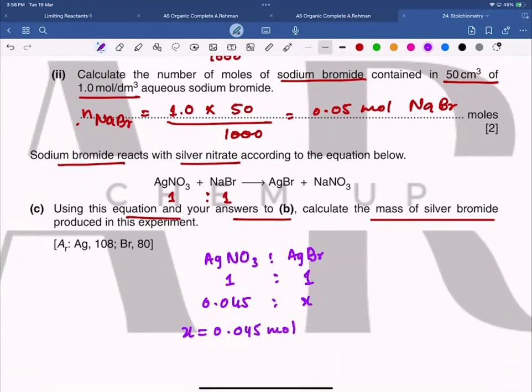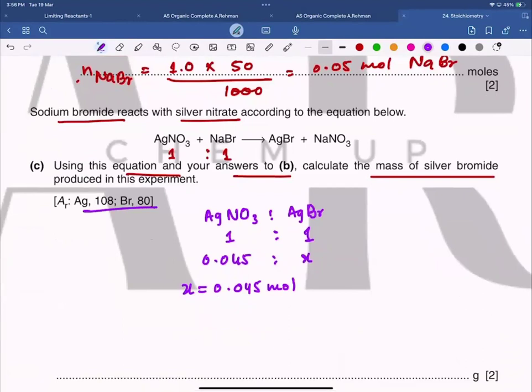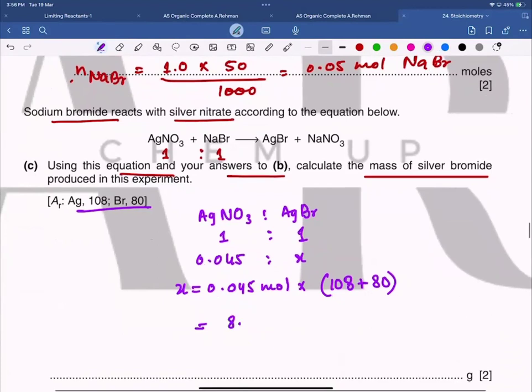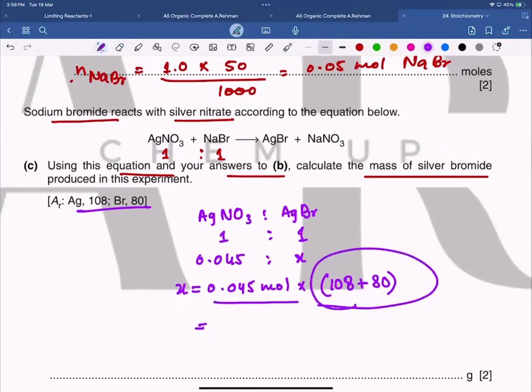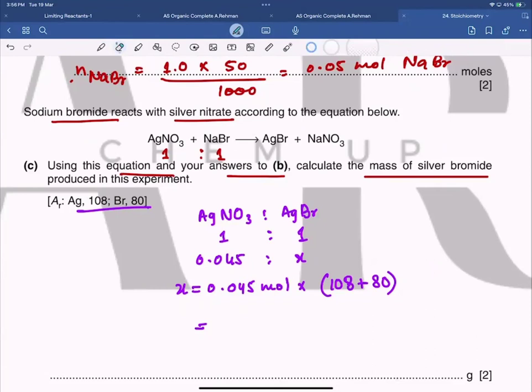Is this clear? Now I have to find the mass, so I will multiply it with the MR of the compound, which would be 108 plus 80, that is 188. If you multiply it, you will get the answer. Can we multiply 0.045 times this, or 0.05? Then you will not get the correct answer. You will get the greater amount.